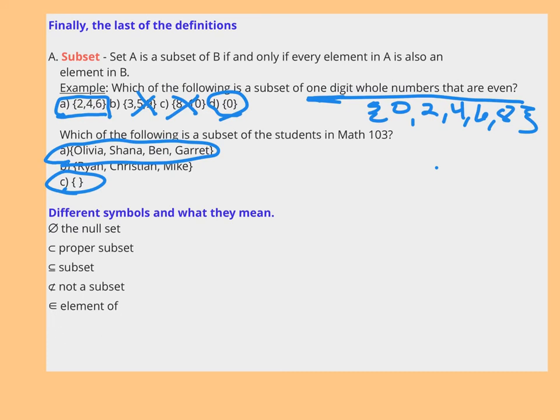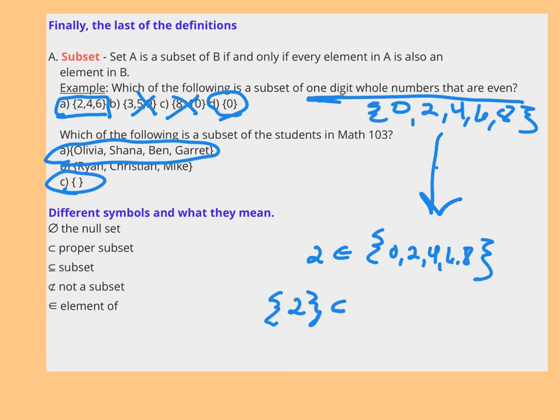So for example, if I go back to my whole numbers, I can say that 2 is an element of my set. An element is just pulling it out. It's not saying a set of numbers, it's just saying I'm listing one of my elements. 2 is an element of the set, where I could say that 2 is also a subset of my set.